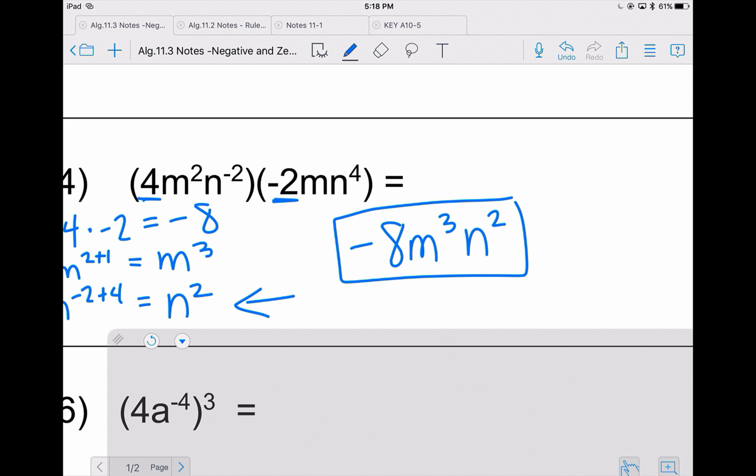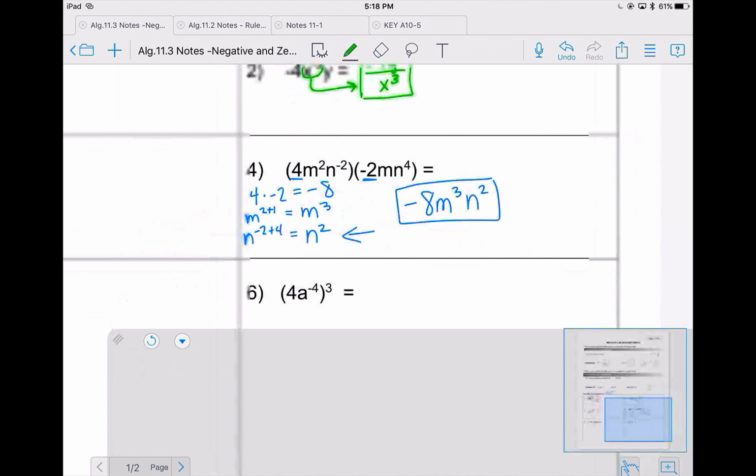So what I want you to do, if possible, wait until the end to deal with negatives because sometimes they will work themselves out. If they don't work themselves out, then you have to get rid of it or move it or whatever.